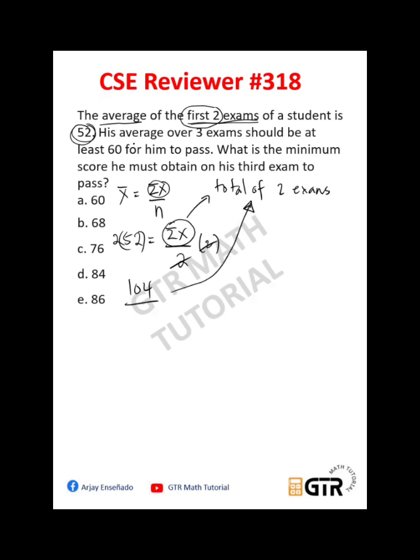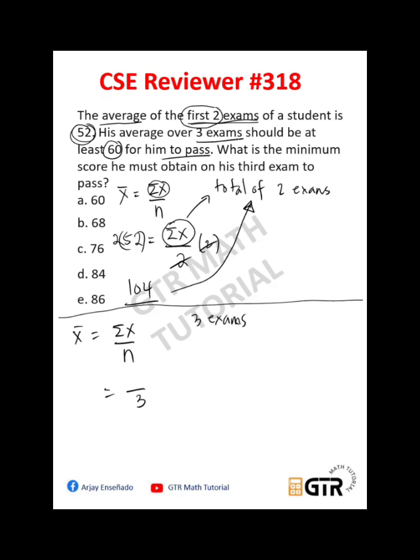Okay? So now, his average over 3 exams should be at least 60 for him to pass. This time, we will use the same formula. X bar is equal to summation of x over n, but this time, the summation of x is the total of 3 exams, and the n now will be 3. And then we have x bar.